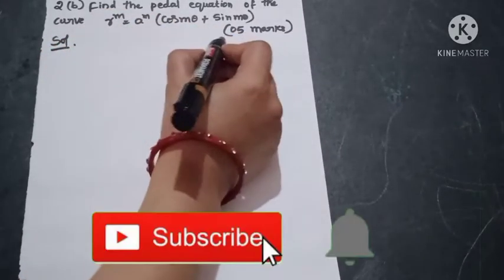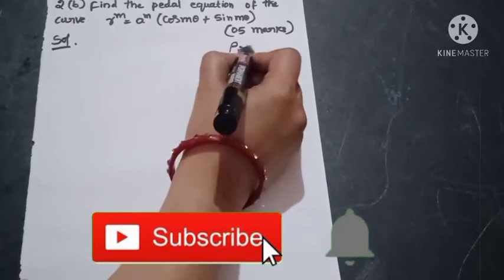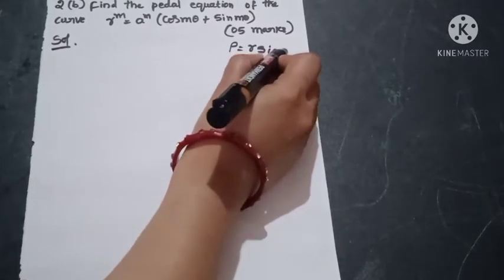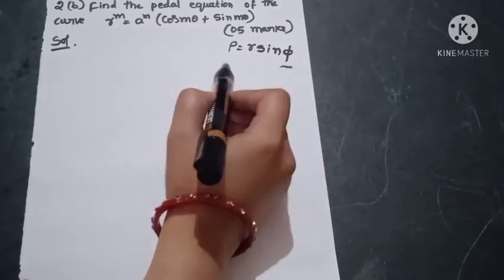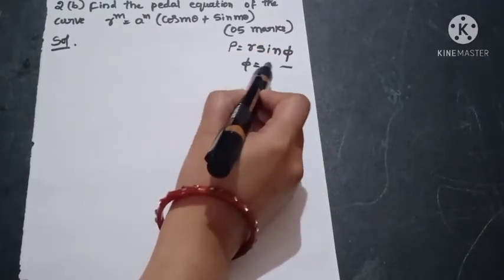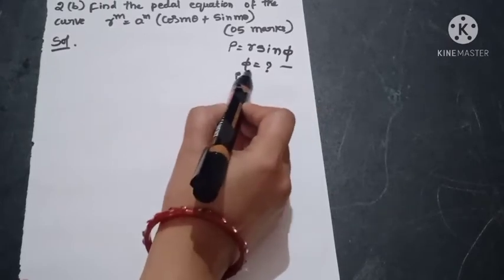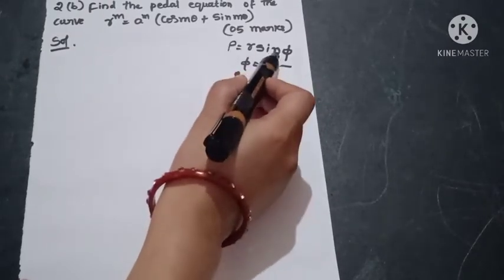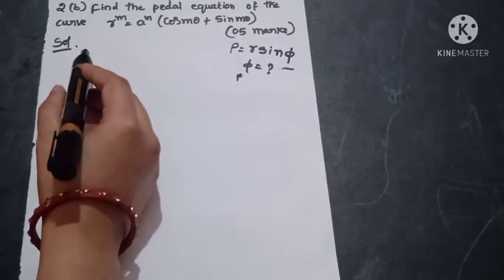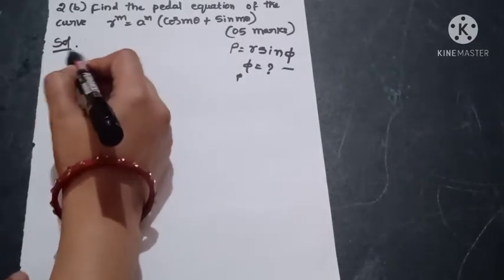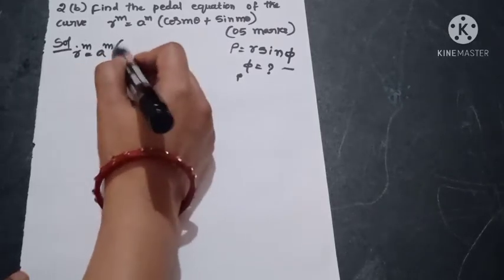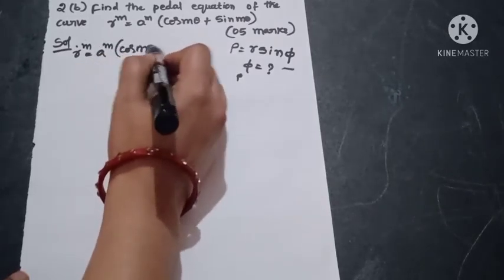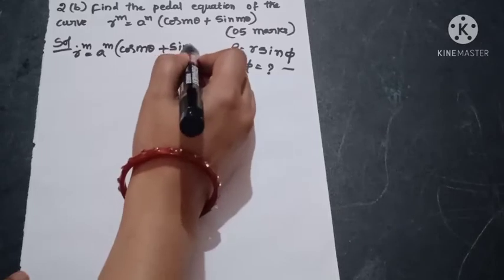So the pedal equation is p is equal to r sin phi. First we'll find out the value of phi, and then we'll substitute it into p is equal to r sin phi. So first let us consider the curve r to the power of m is equal to a to the power of m (cos m theta plus sin m theta).